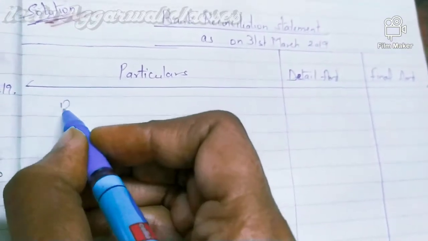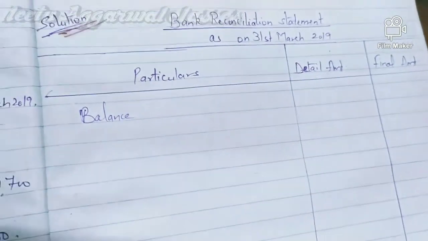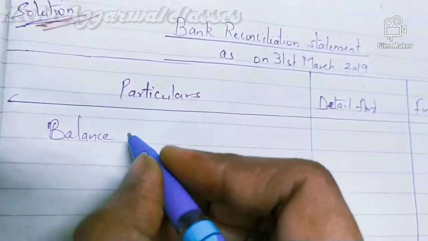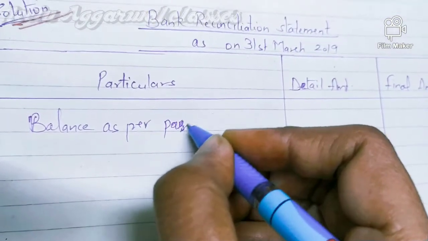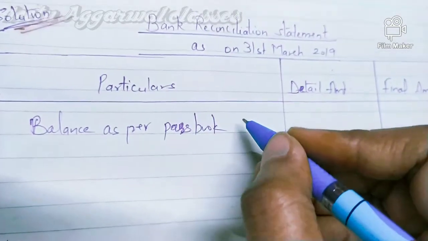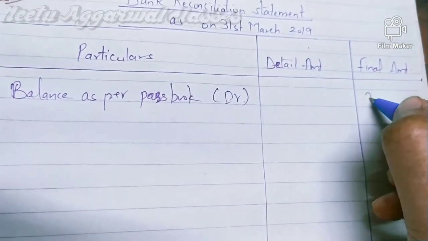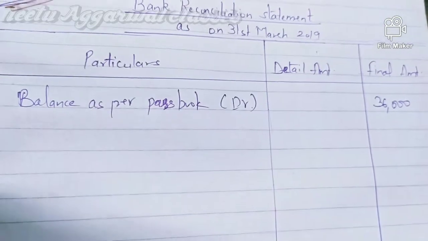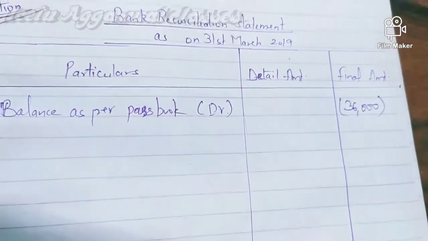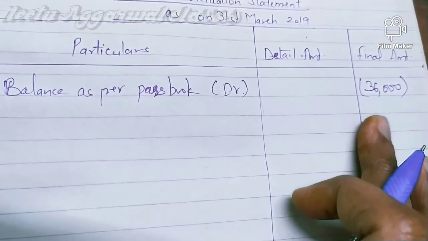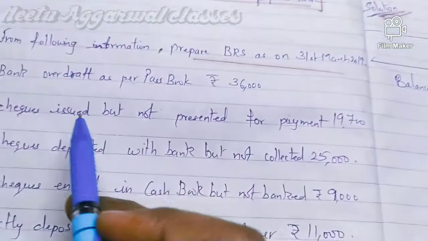So we have balance as per passbook. It's an overdraft balance, so you can write down debit over here, and we are doing as per our method, that is 36,000, and it is a debit balance, so we need to put brackets over here so we can recognize it as a negative balance for our calculations later. Let's see the next entry.